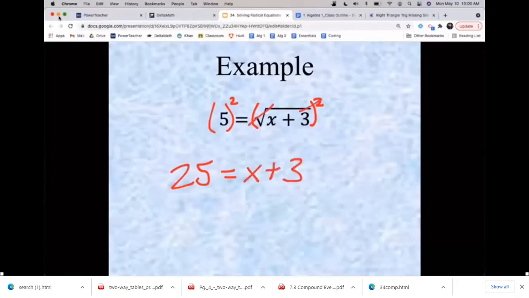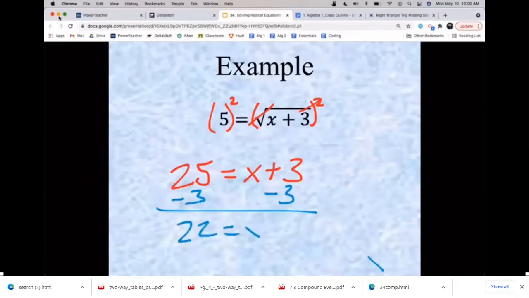And now we will add which number to both sides? We will add -3. Yes, we will add -3 to both sides, then it will be 22, right?